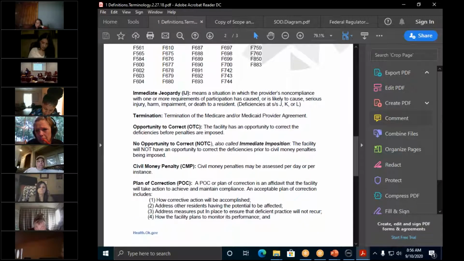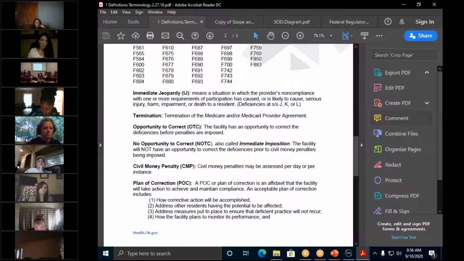Termination. Termination means termination of the Medicare and or Medicaid provider agreement. Okay, so when you have a survey, the first survey, so let's say the survey is today, this is your first time, you're in compliance before today. Now you're having the survey.